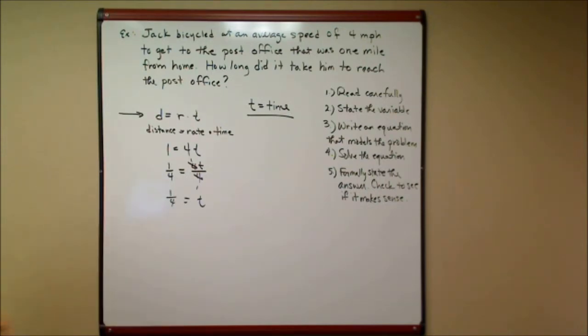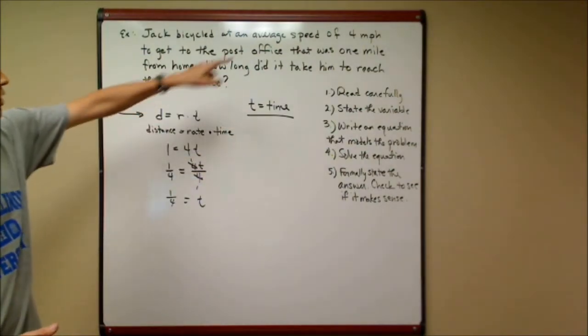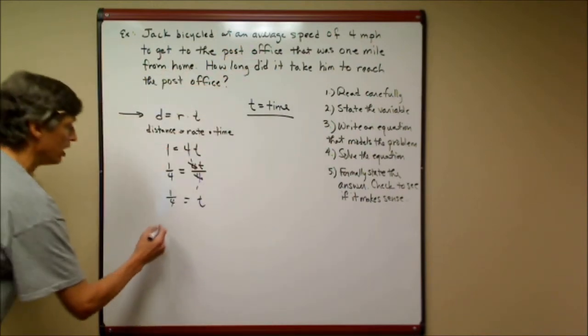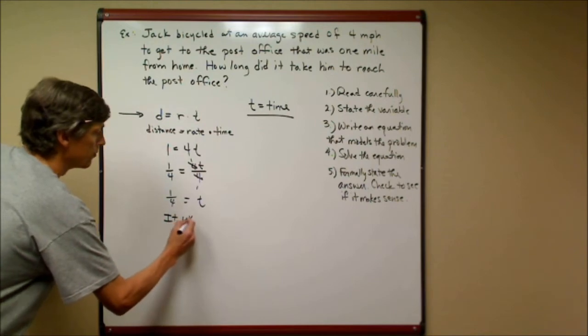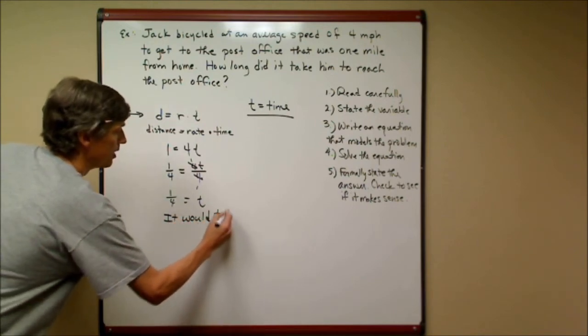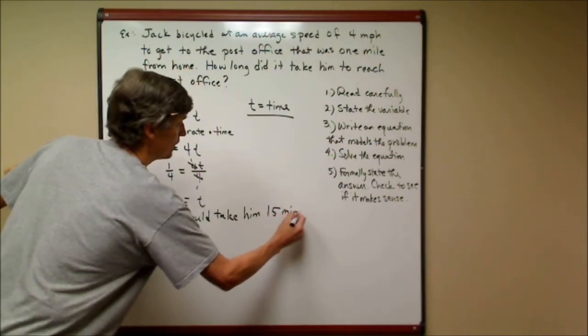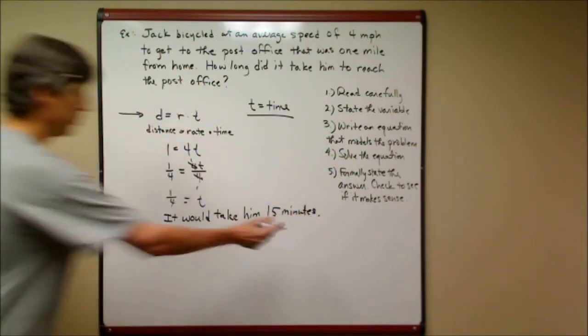Now 1/4 of an hour, that's 15 minutes. So I can write it either way. 15 minutes is maybe a little bit better way to say it, but does that make sense? 15 minutes, he can go 4 miles an hour, he's 1 mile away. That makes sense to me. That seems like a logical answer. So it would take him 15 minutes.